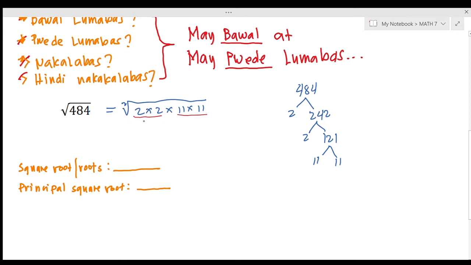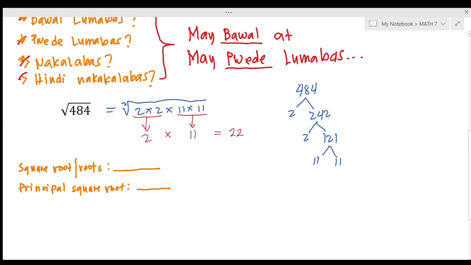After we pair them, after we find the numbers we can partner, hopefully all have a partner. We bring them out of the radical symbol. When we take them out, each pair becomes a single number. So we have 2, and this 11 times 11 becomes just 11. After we take them out, we multiply the numbers we brought out. So it becomes 2 times 11, and the result is 22. 2 times 11 is 22.